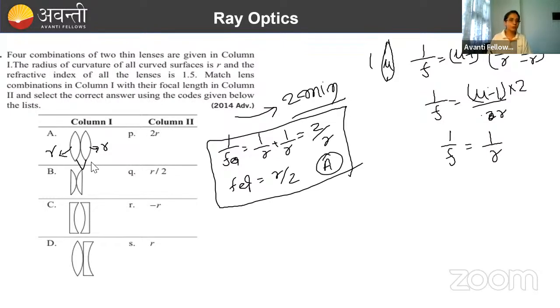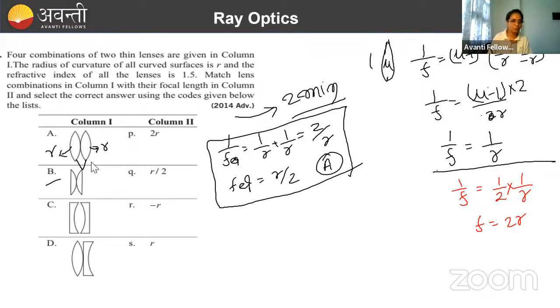Done. And what for B? Now calculate the individual focal length first. So for B, individual focal length will be what? Again, calculate 1 by f. So 1 by f will be equal to how much? Mu minus 1, that is 1 by 2, into one surface has focal length as what? Infinity. And another has focal length of what? 1 by R. So this will be 1 by R. So focal length will be how much? 2R.